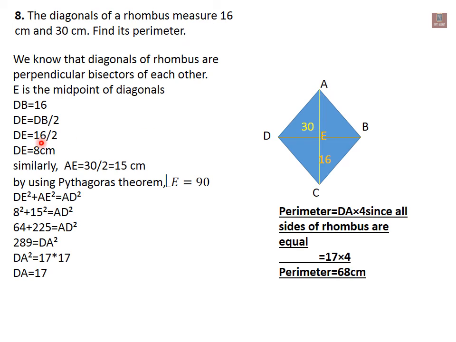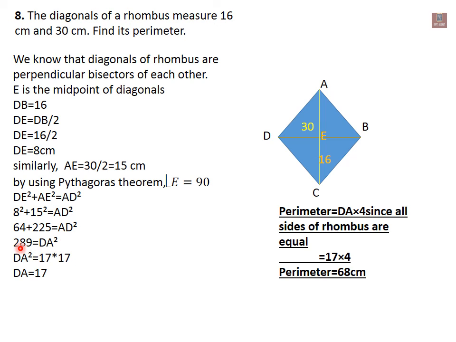But what is AE? AE is equal to 15. 15 square plus DE square. DE is half of 16, 8. So, DE is equal to 8, AE is equal to 15. So, 8 square plus 15 square is equal to AD square. 8 square is 64, 8 8s are 64. 15 square is 225. Okay. So, 64 plus 225 is 289. So, 289 is equal to DA square.